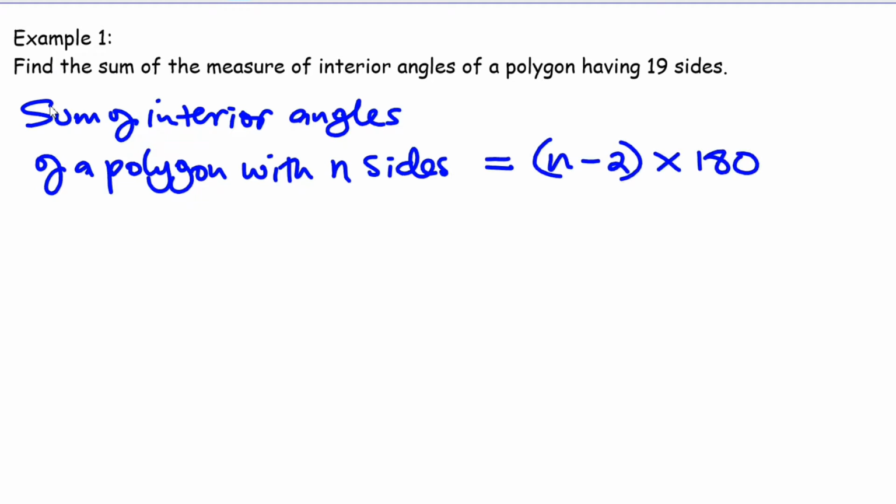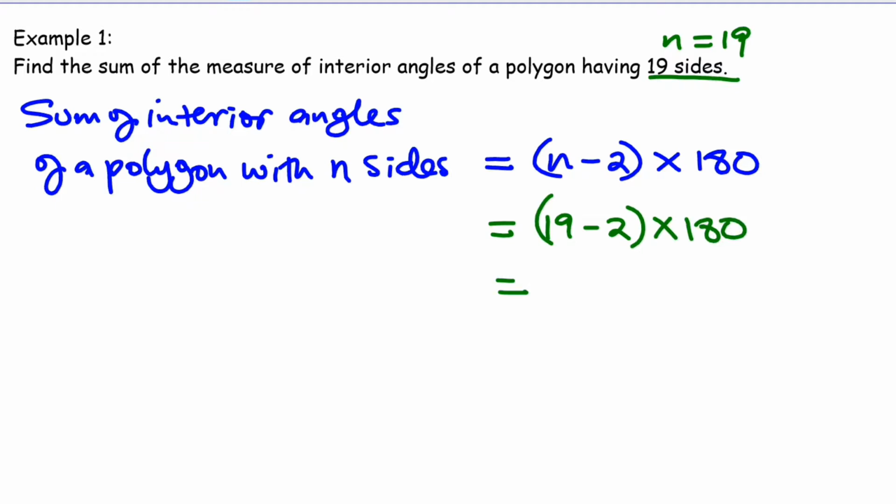So what you're going to do here is just to plug in, because n is equal to 19. We have 19 sides. So in place of n, we'll plug in 19, and then we just work out what that will give us. And that will be 3060 degrees.